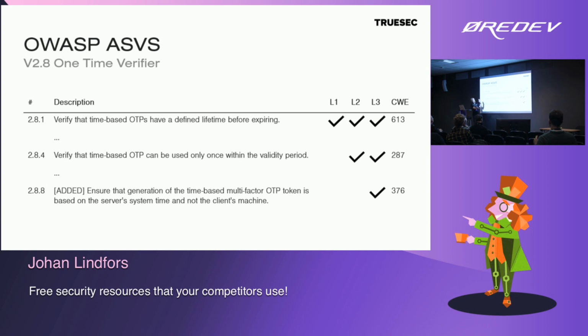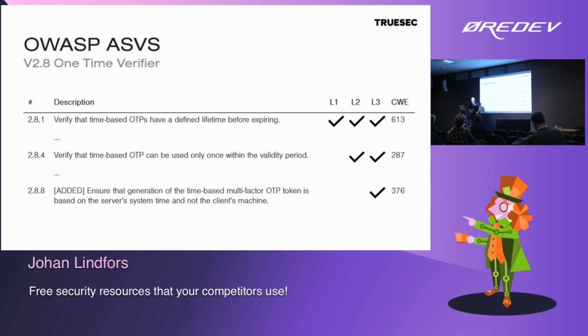So just to show the level of complexity this means: if you're on level 1 of ASVS, that's really simple. When it comes to one-time passwords, one-time verifiers, these are some of the topics in the specification, 2.8.1, 4 and 8, just to demonstrate the differences between the levels. If you are on level 1, meaning you just have the simplest web page, maybe without serious information about people and personal details, you should at least verify that time-based one-time passwords have a defined lifetime before expiry. That is easy to implement. The next one is, if you're on level 2, you also have to make sure that these OTPs can be used only once.